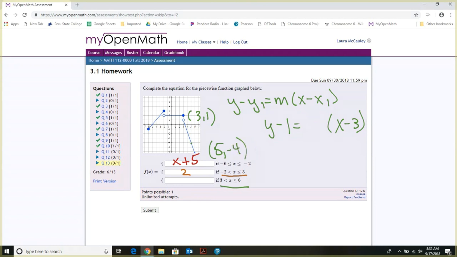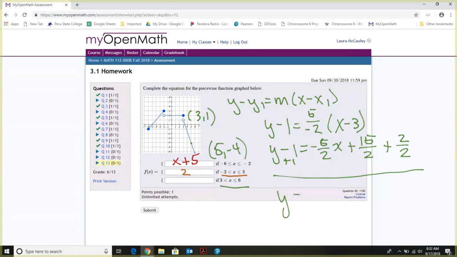And let's see what we get. So for rising, we went from -4 up to 1. So that was a rise of 5. And then we went left 2. So that's a -2. I think that looks like it's on the line. So let's see what happens. We'll get y minus 1 equals -5 halves x. Notice that's going to be plus 15 halves. Now I'm going to have to add the 1 to both sides. So notice I'm going to add it on as a 2/2 so that I get a common denominator. So I'm going to have y equals -5 halves x plus 17 halves.